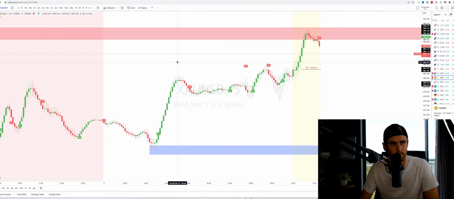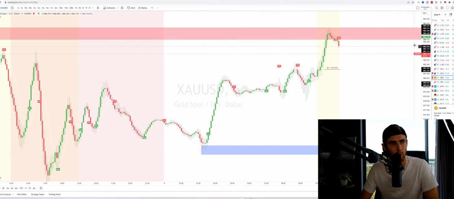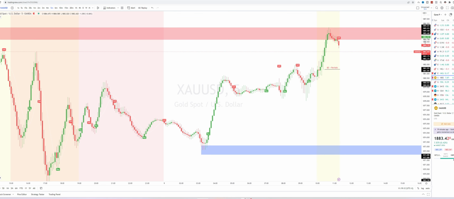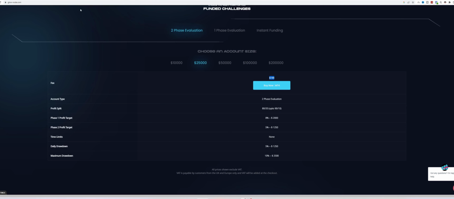Take a look at my chart over here on XAU USD Gold. This is exactly how the system works. It's very basic, it's very easy, and it's very quick. You're mainly securing between 10 and 40 pips at a time per trade, which is a very sustainable return on your account, considering you now have a live account of $25,000 or even up to $200,000 with glownode.com.